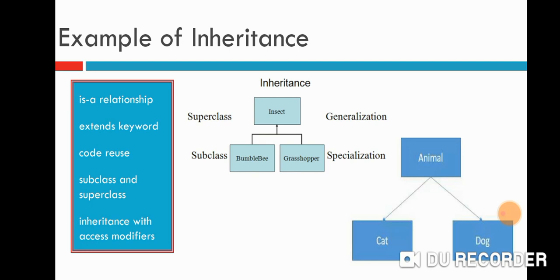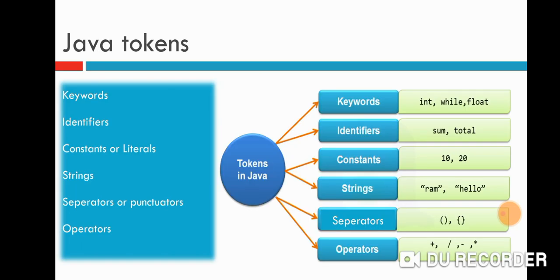So we can say that when we talk about inheritance, it is a relationship between base and derived class. It can be implemented by using the extends keyword. It helps to reuse the code. The base class is called the superclass and the derived class is called the subclass. It can be achieved with the help of access specifiers as discussed earlier in this session.